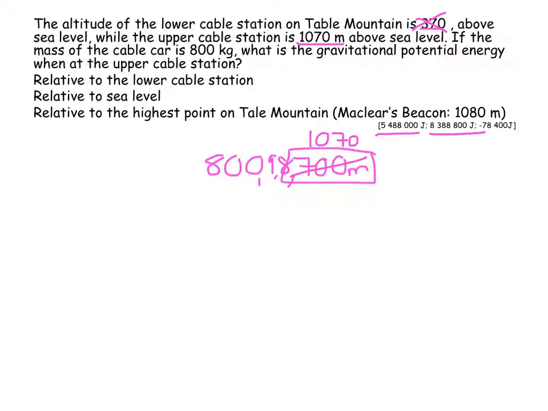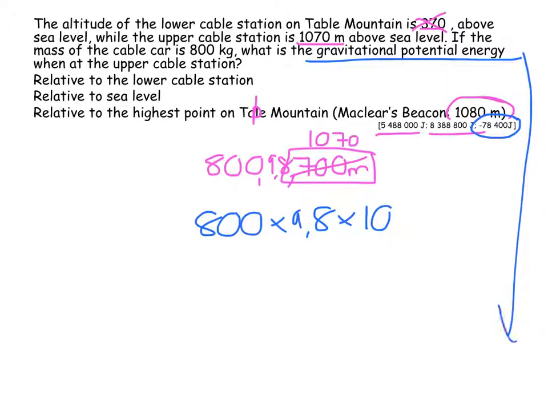Finally, relative to the highest point on Table Mountain, which is called Maclear's Beacon, and that's at 1080, which means I somehow need to put energy into that system, and I need to get there with 10 meters. So I'm going to go 800 times 9,8 and times the difference of 10, but I need to put that energy in. It's not going to fall. The gravitational potential energy normally means that you can easily fall. This means I actually have to climb with that much energy in order to get to Maclear's Beacon.